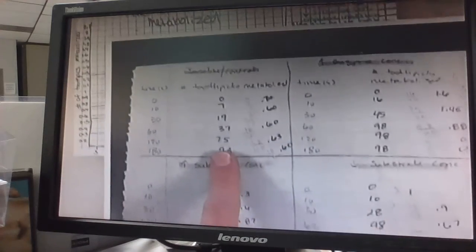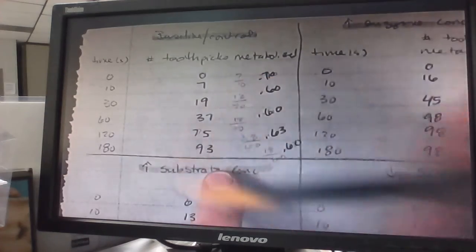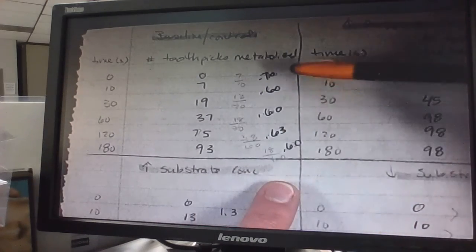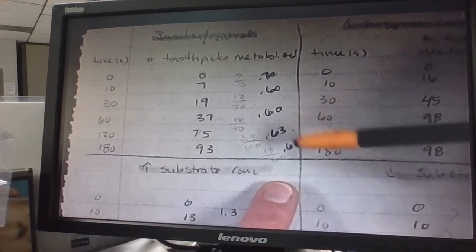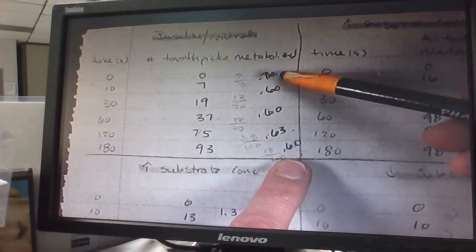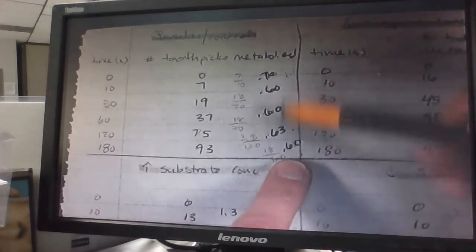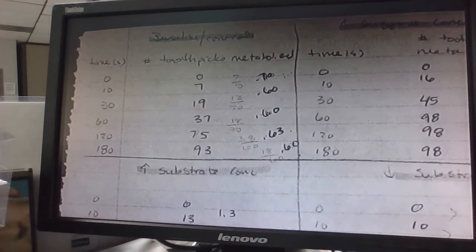So when I do our very first one, and I can't remember whose data this is, it doesn't really matter, and I find the rate of each of those, these are the rates: 0.70, 0.6, 0.6, 0.63, 0.6. It's relatively the same. We have a little bit of a bump right here as we're getting started and figuring things out, and then it kind of evens out. You can only snap toothpicks so fast. That's all you can do.